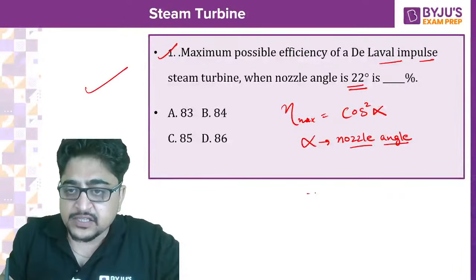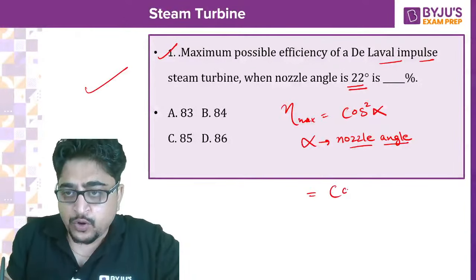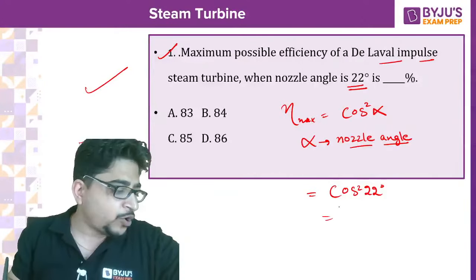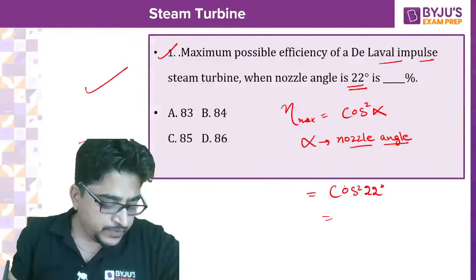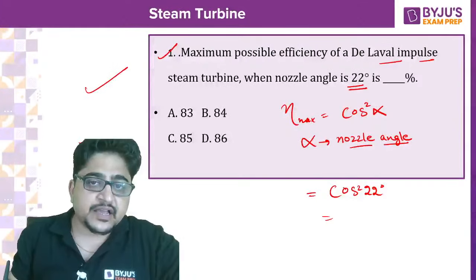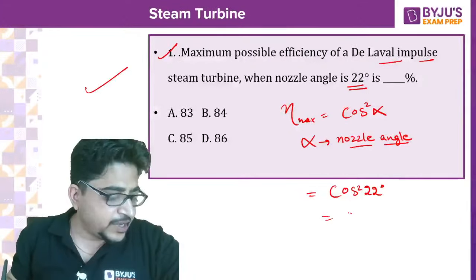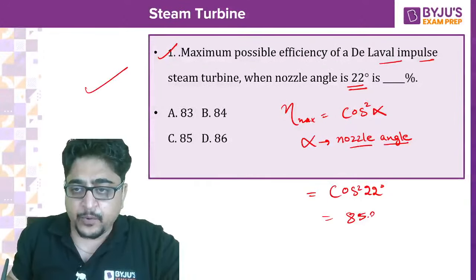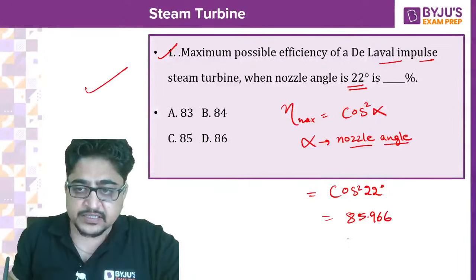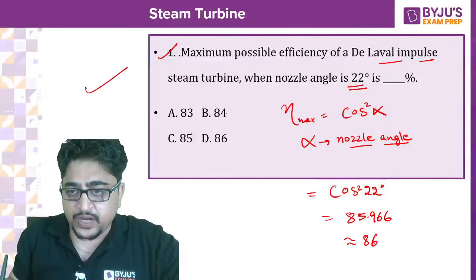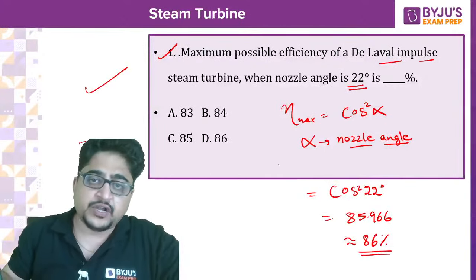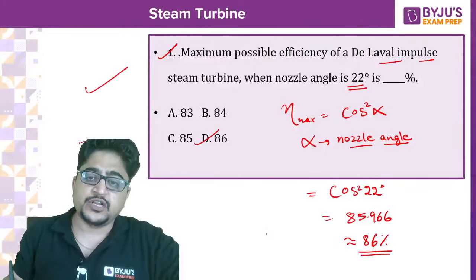So what is the answer? It is equal to cos square 22 degree, which is coming as around 85.966, which is equivalent to 86%. That is option number D.